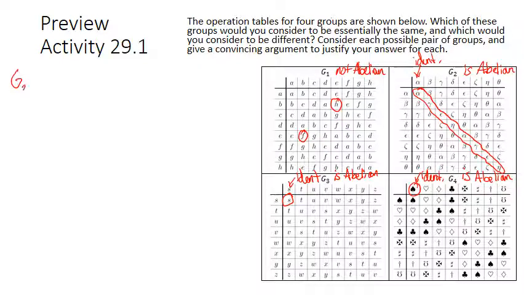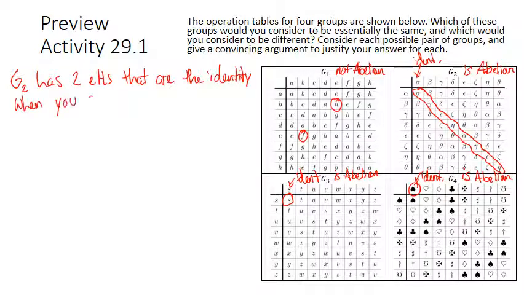So like G2 has 2 elements that are the identity when you square them. So one is the identity, and then one is something else when you square them. So 2 elements that are their own inverse, basically.